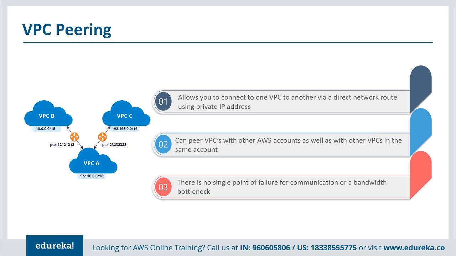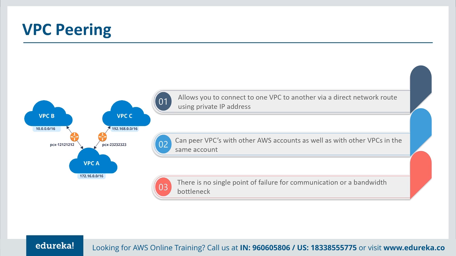So VPC peering, the idea here is segregation of resources. You could create multiple VPCs based on a specific project or a specific environment. So use cases are endless, and you can peer VPCs within your account as well as VPCs in another account.